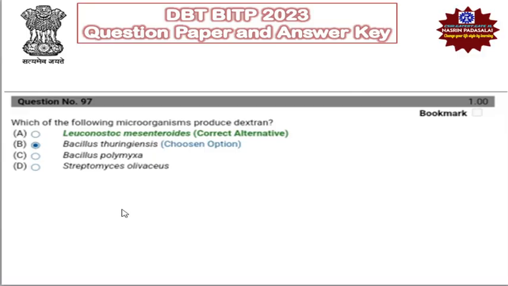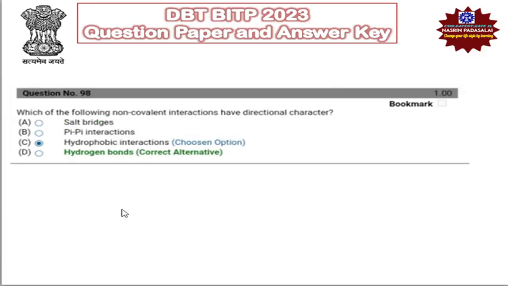Next, which of the following microorganisms produces dextrin? The correct answer is Leuconostoc mesenteroides, the organism which produces dextrin. This particular question you can find in the GATE Xl paper and GATE BT paper. Okay. Next is, which of the following non-covalent interactions has directional character? So the correct answer is hydrophobic bond, which is a non-covalent bond that has a polar nature.